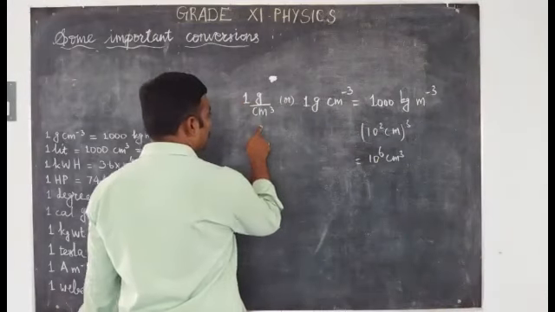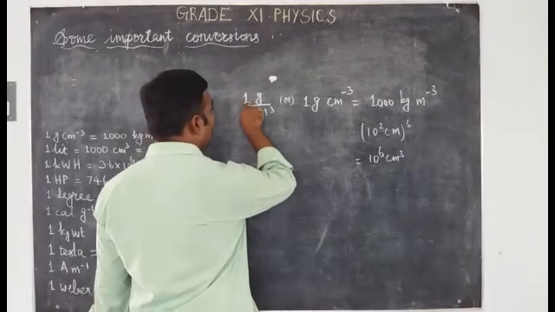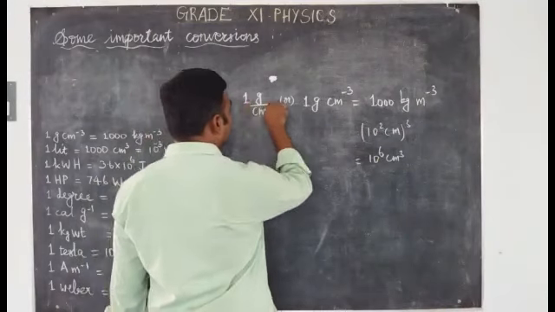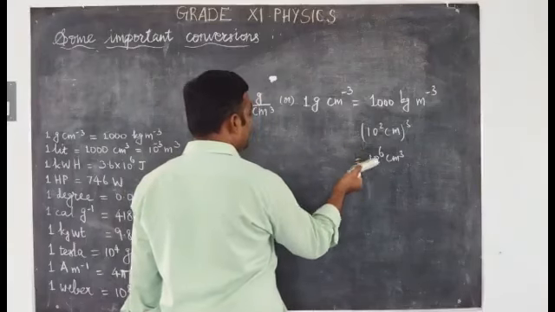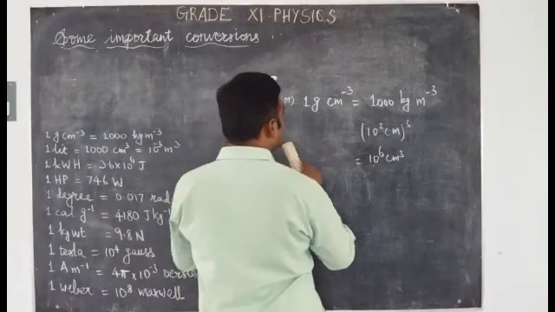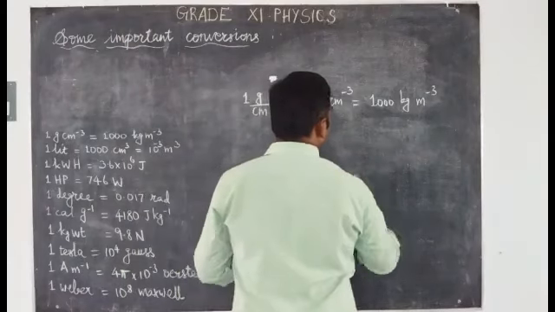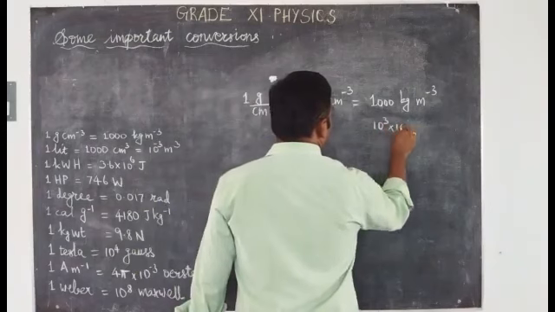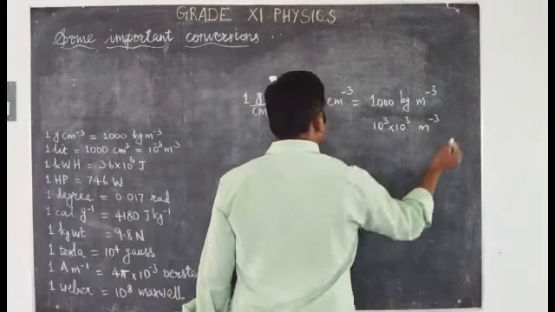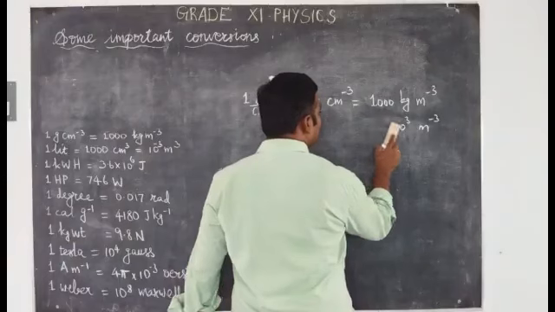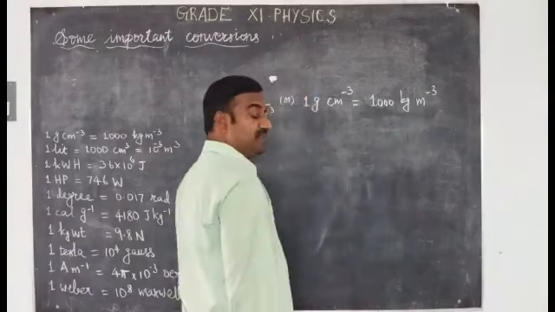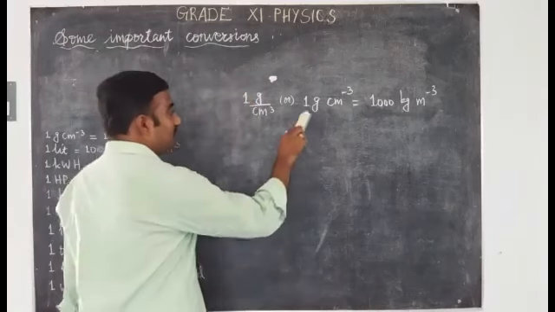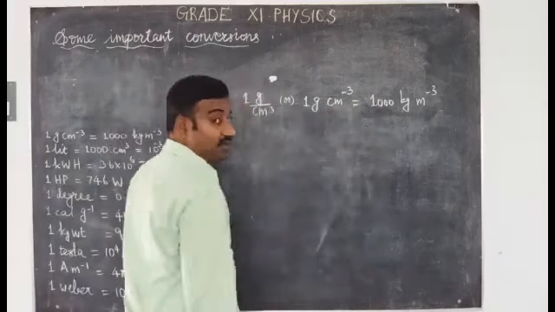1 gram per centimeter cube. 1 gram is equal to how many kilograms? 1 by 1000 kilogram. So we converted centimeter into meter, so the denominator value becomes the numerator and the sign changes. After cancelling, it is 10 to the power 6, which we can split as 10 to the power 3 into 10 to the power 3 meter power minus 3. 10 to the power 3 is 1000, and the other 10 to the power 3 is kilo, then gram becomes kilogram, meter power minus 3. So 1 gram per centimeter cube is equal to 1000 kilogram per meter cube.